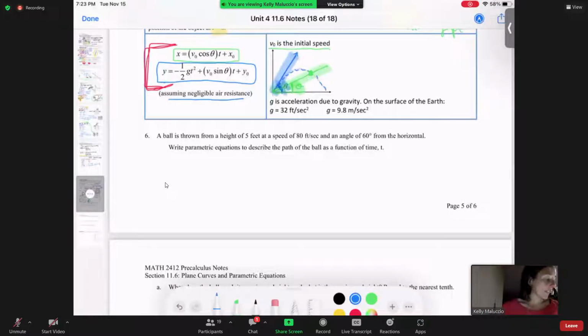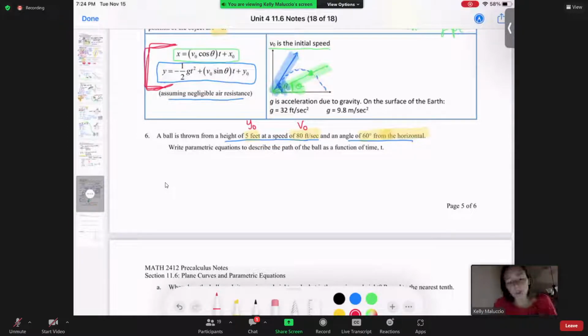So looking at the example, problem 6: a ball is thrown from a height of 5 feet at a speed of 80 feet per second and an angle 60 degrees from the horizontal. Again, they're giving us a lot of information here: 5 feet from the ground, 80 feet per second, 60 degrees from the horizontal. Okay. So the information they gave us is 5 feet from the ground. That's our y distance. So that's y naught. So right at the start of the throw, maybe I was leaning back with it and it's 5 feet above the ground. That's y naught. The 80 feet per second, this is v naught. That's our initial speed, right?